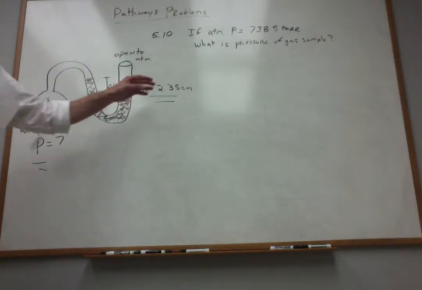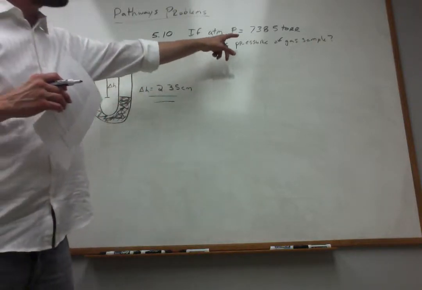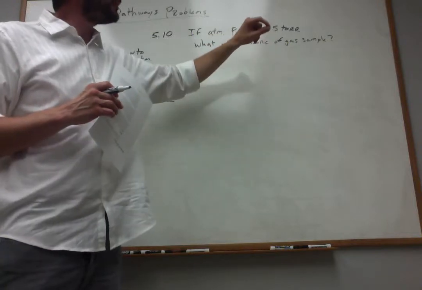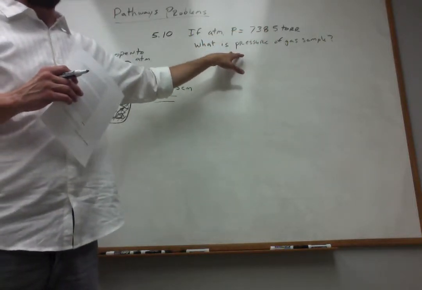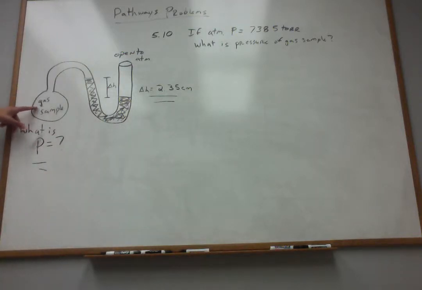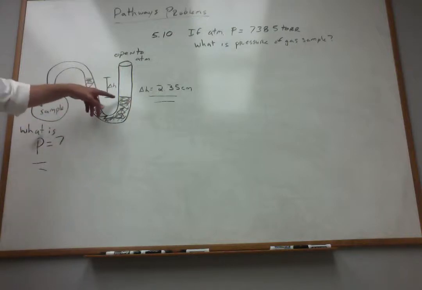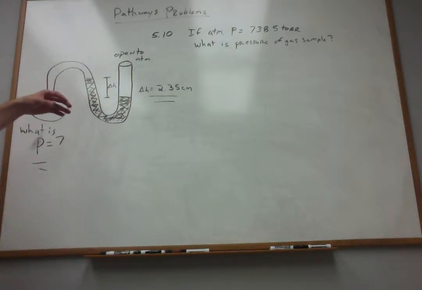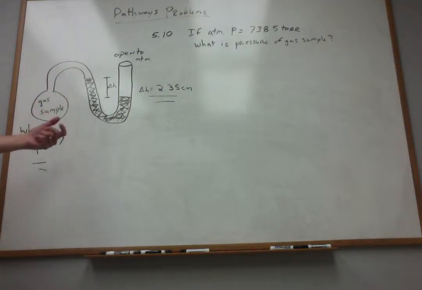We're given the atmospheric pressure. We're told that it's 738.5 torr. And we want to know, based on all this information, what is the pressure of this gas sample? What should I report that as? Maybe this problem's a little bit confusing, but it's actually pretty simple, because what we're doing with this device and these fluid levels is comparing the pressure inside this chamber to the atmospheric pressure. So which fluid level is higher tells us which pressure is winning, or which pressure is higher.